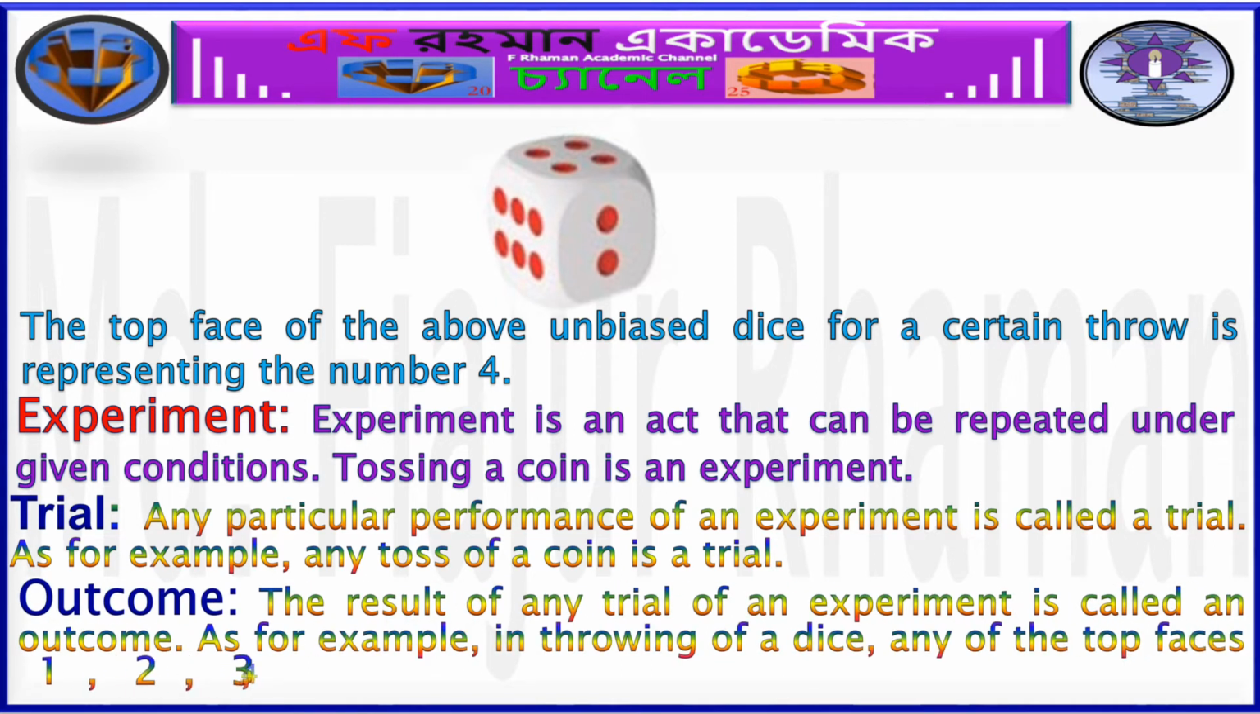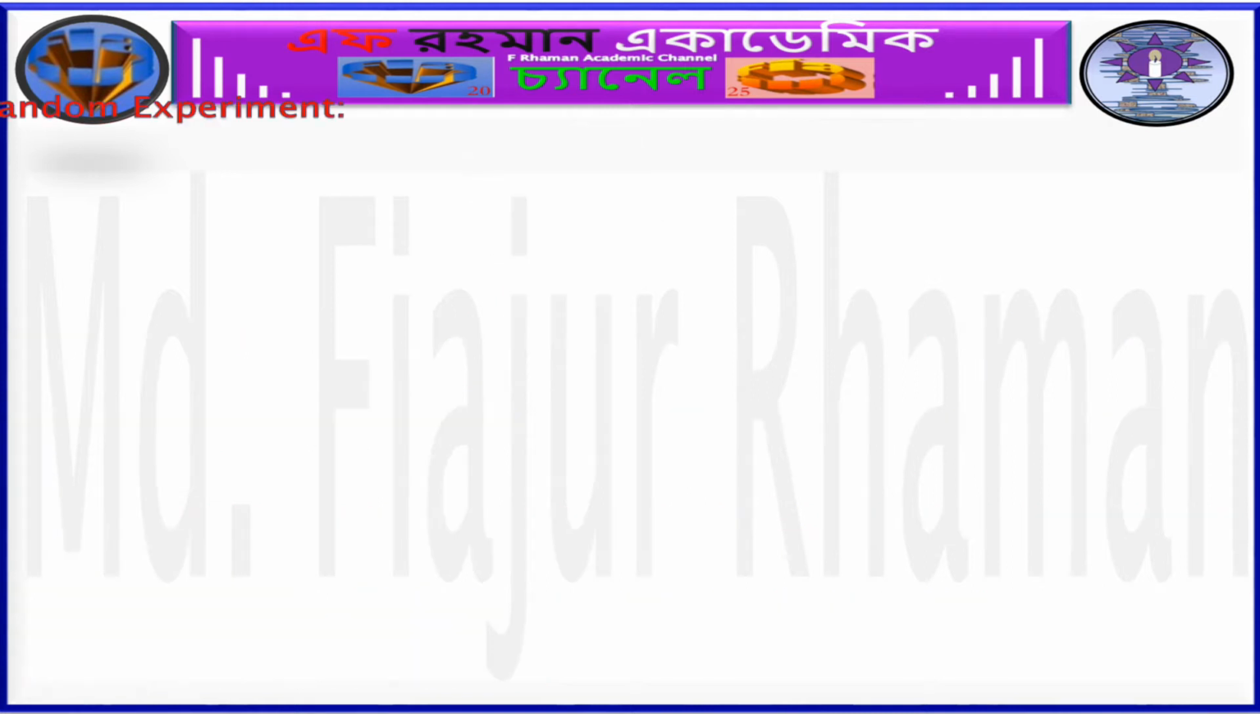Outcome. The result of any trial of an experiment is called an outcome. For example, in throwing of a dice, any of the top faces 1, 2, 3, 4, 5, 6 is an outcome.